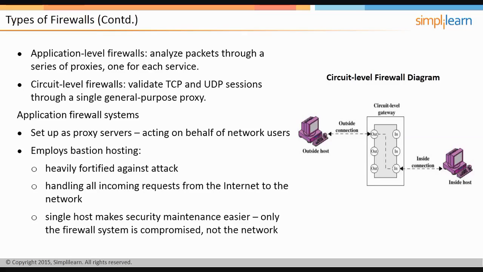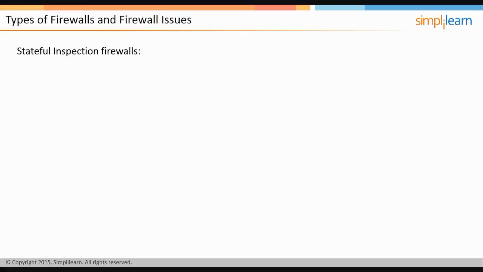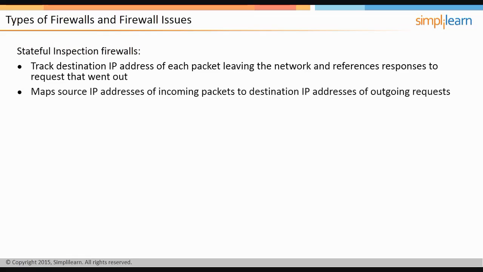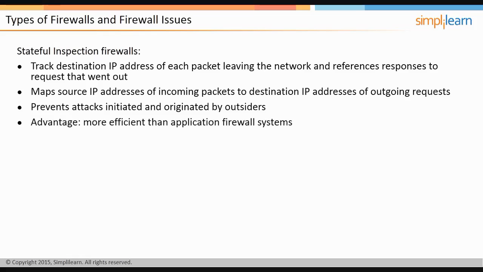In the next screen, we will discuss types of firewalls and firewall issues. Stateful inspection firewalls track the destination IP address of each packet leaving the network and reference responses to requests that went out. It maps source IP addresses of incoming packets to destination IP addresses of outgoing requests. It prevents attacks initiated and originated by outsiders. The main advantage is that it is more efficient than application firewall systems. The disadvantage is that it is more complex to administer.